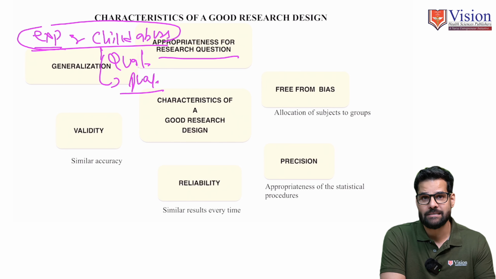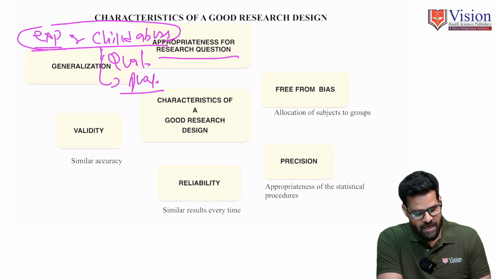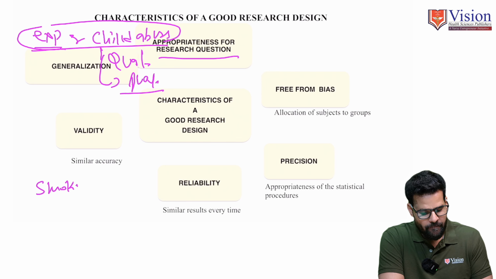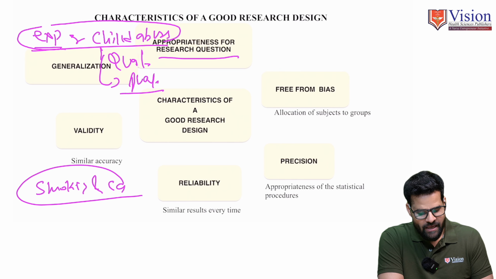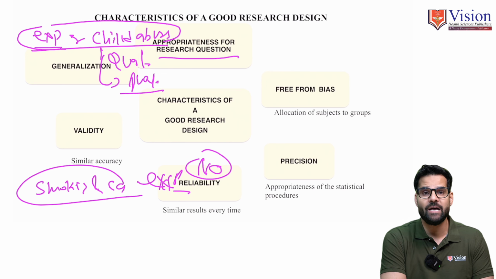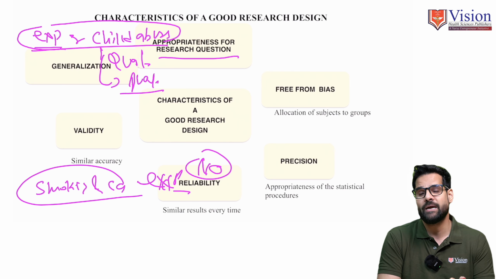Then what else? In a quantitative study, whether it's experimental or non-experimental. For example, you want to study the relationship between smoking and cancer. Can we do an experiment for this? The answer is no, we cannot experiment. We cannot ask people to smoke and see the effect of that. What can we do?